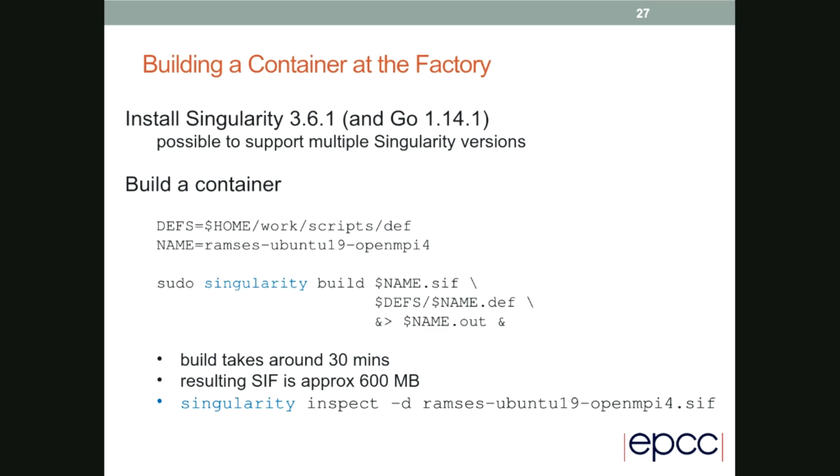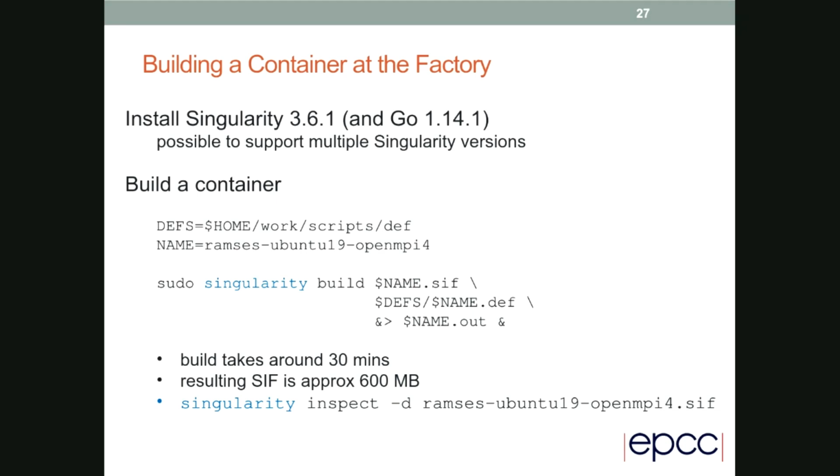So in this example, I'm building a container to contain an astrophysical code called Ramses, that runs simulations of galaxy formation. And it's going to run within a container that will then have Ubuntu 19 installed, as well as OpenMPI 4. And the whole thing is specified via a definition file, this .def file. The build takes about 30 minutes, and the resulting SIF file is about 600 megabytes.